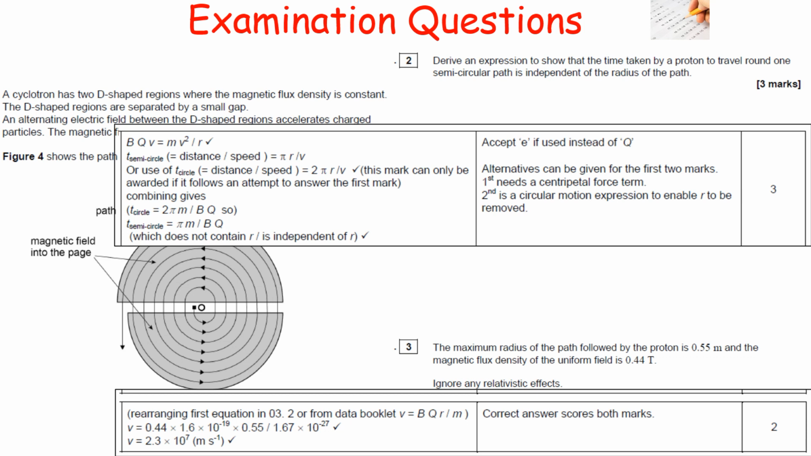You've got b in the question, it's 0.44. You've got q because you know it is a proton, so the charge is 1.6 times 10 to the minus 19. That's just a fact you've got to know. And we know r from the question is 0.55, and we know that the mass of the proton, you've got it in the equation book, is 1.67 times 10 to the minus 27 kilograms, so you get our answer to be 2.3 times 10 to the 7.